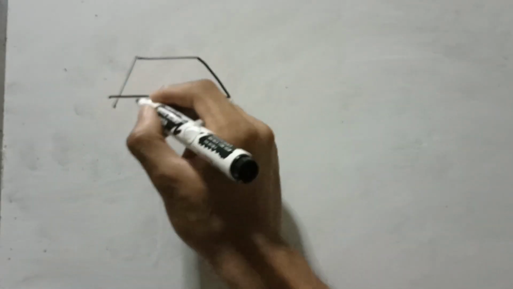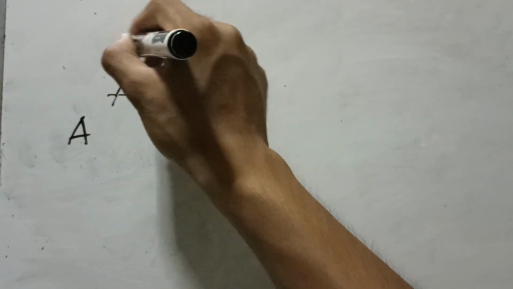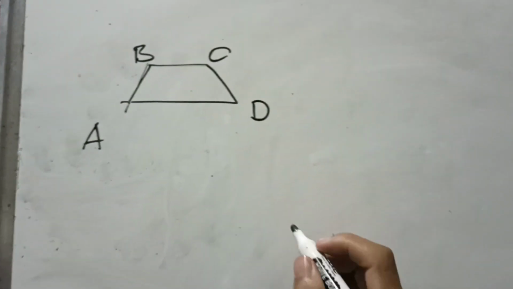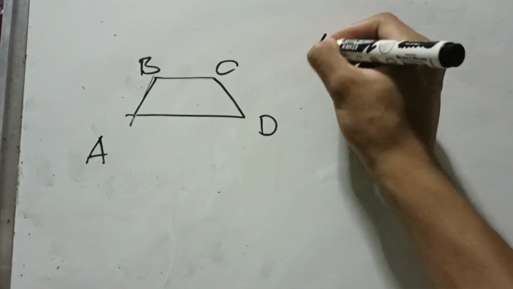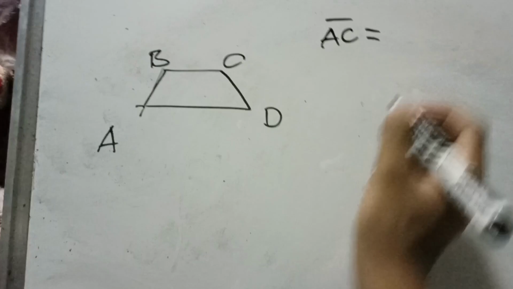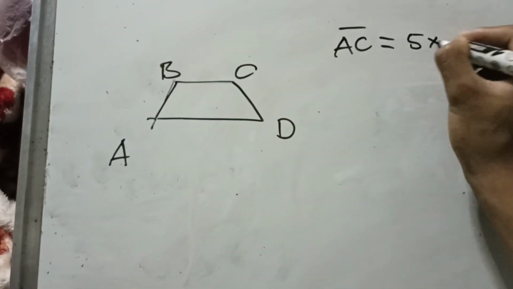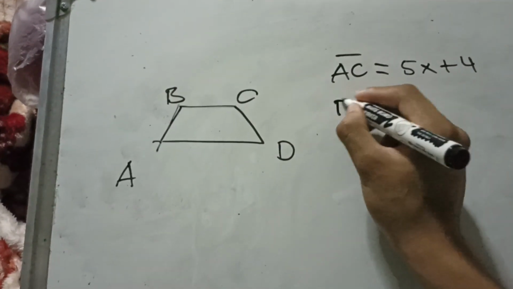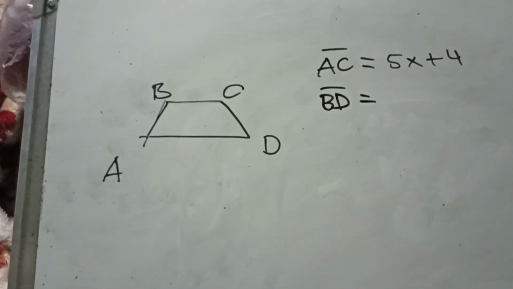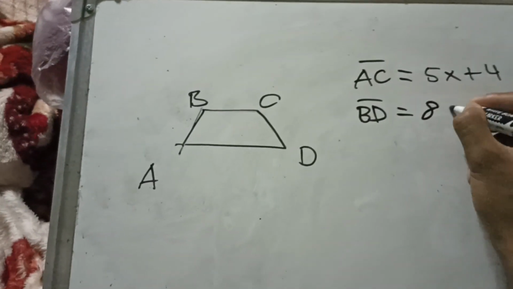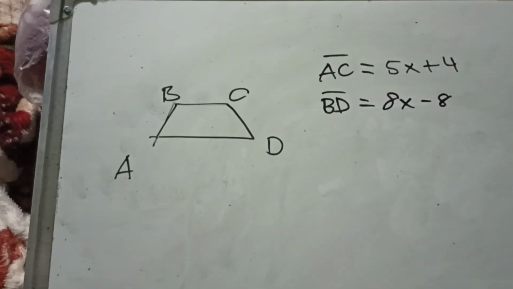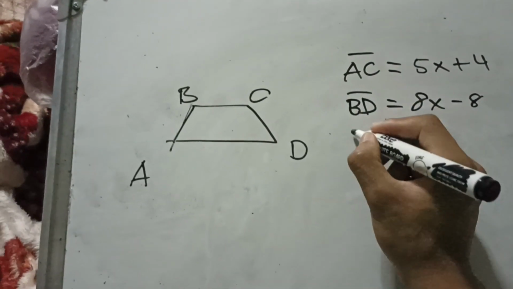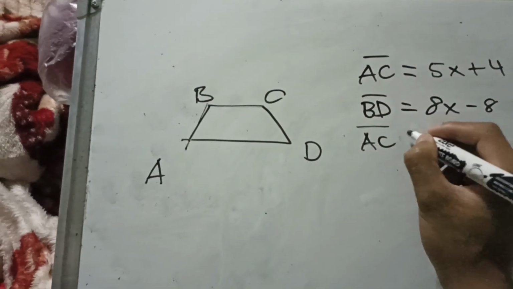Now, let us practice on isosceles trapezoids. In an isosceles trapezoid ABCD, line AC is equal to 5x plus 4. Line BD is equal to 8x minus 8. Now, in this problem, we'll be finding the value of AC.